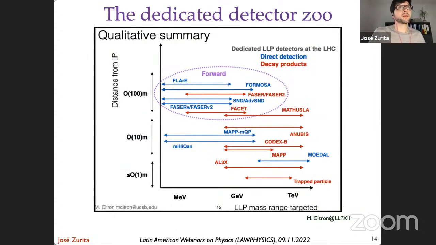A very nice summary was done by my colleague Matthew Citron from CMS, where he classified the detectors by distance to the interaction point, going from meters to hundreds of meters, and by the kind of mass range they are targeting, either MeV, GeV, or TeV. Then, in blue, you look directly for the long-lived particle, and in red, you look at the decay products of the long-lived particle. You see there are many names, and some of these are actually official detectors of the LHC, and some others are in a very advanced process of trying to become an official experiment.